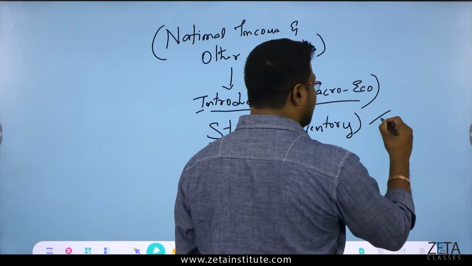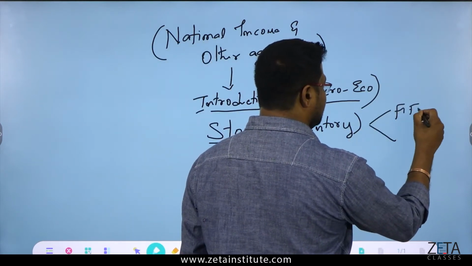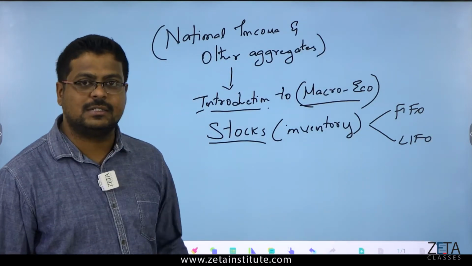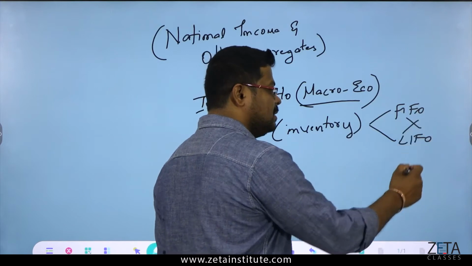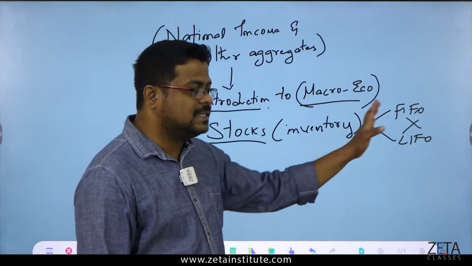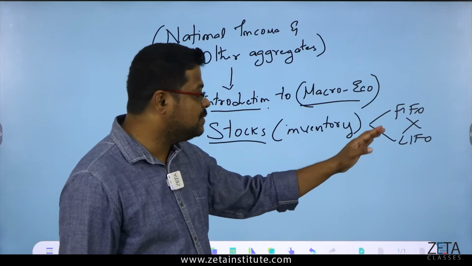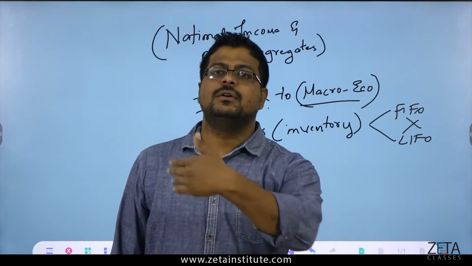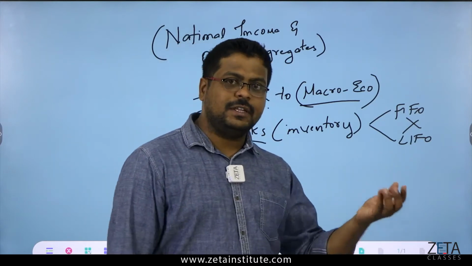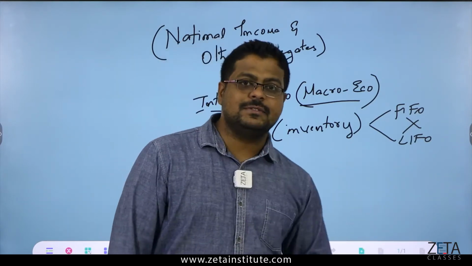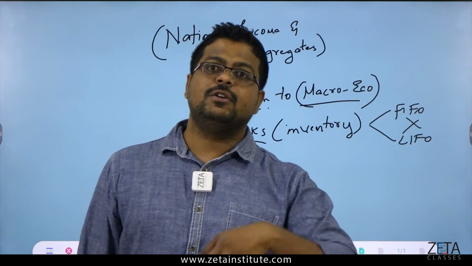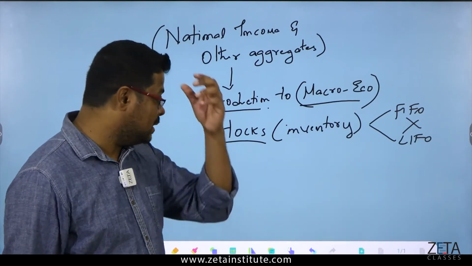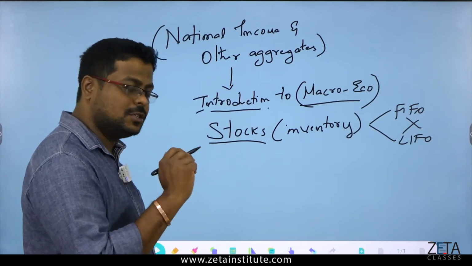And here we have the FIFO and LIFO methods, first in first out and last in first out. This is not in your syllabus and you won't have it in the exam, but I'm giving an extra note. FIFO means whichever has come first will go first to the market because of the durability of the product. LIFO means whichever came last into the stock will go first. So that is the LIFO method. So you understand what a stock is.